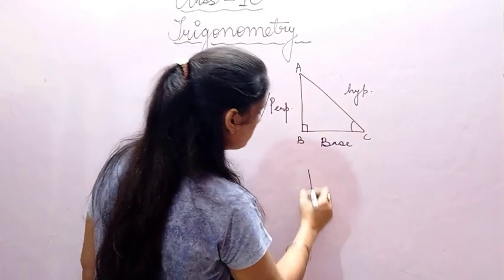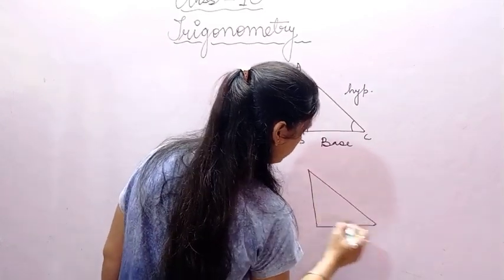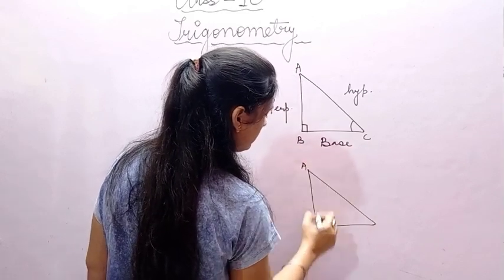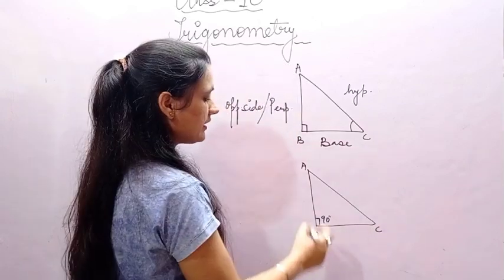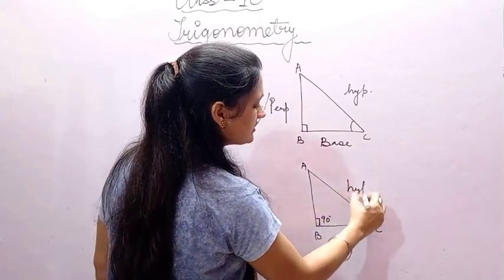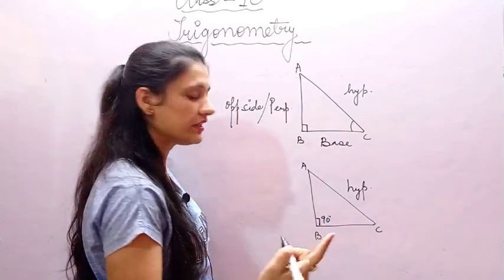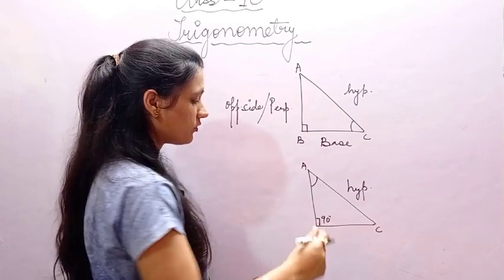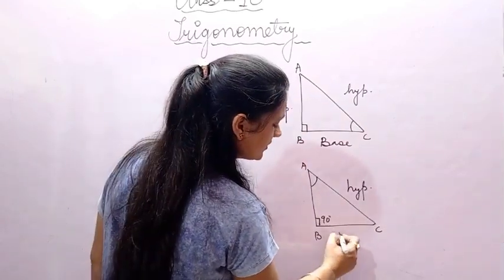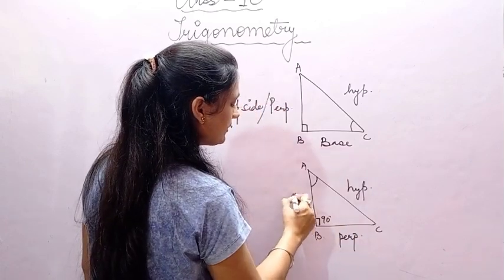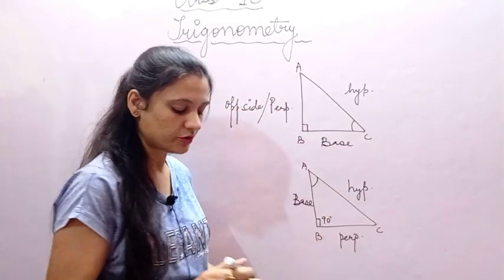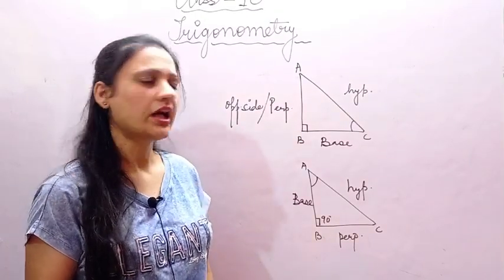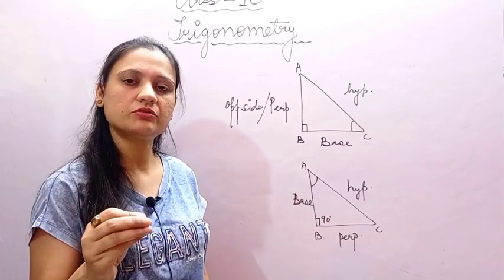In case I draw another right angle triangle and name it A, B and C, this remains the hypotenuse, that is the longest side opposite to 90 degree. If I take reference angle as angle A, then what will be the perpendicular? Obviously the side opposite to this is this one. So this will be the perpendicular and this will act as the base. Very important to understand this thing. Okay, then we can go ahead in the chapter. I hope you understood the basic thing about trigonometry.